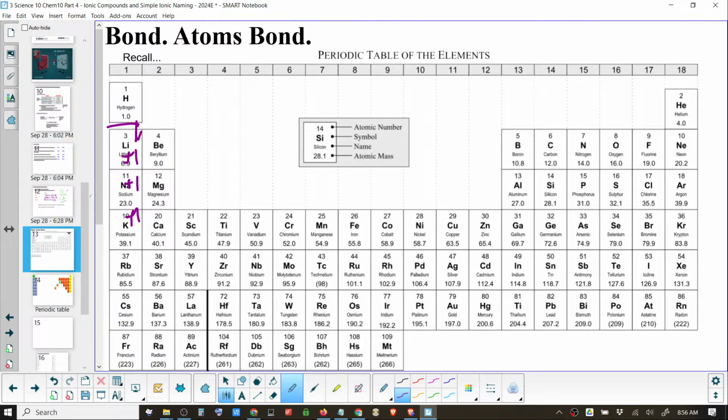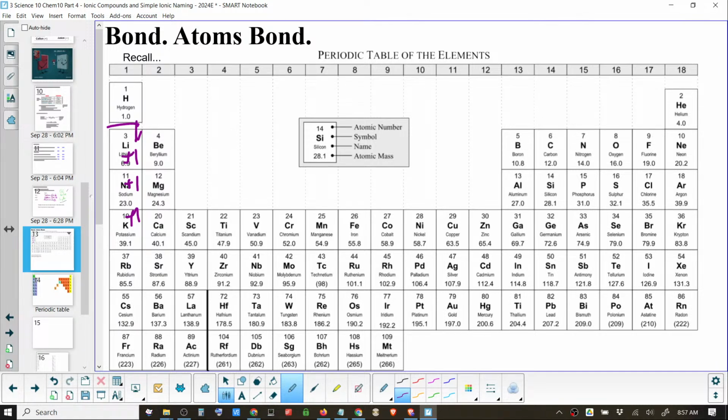Now, atoms don't have charges. Your colorful periodic table will list these charges for you. Next year in Chem 11, you would get a periodic table much like this one. But it's easy to remember. You just start here, one valence electron, plus 1.